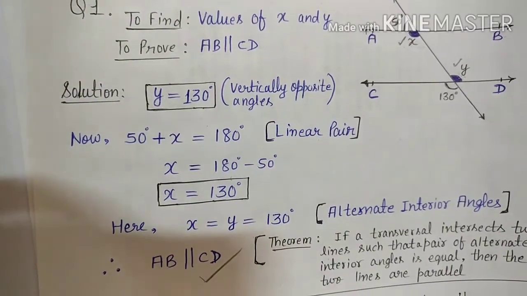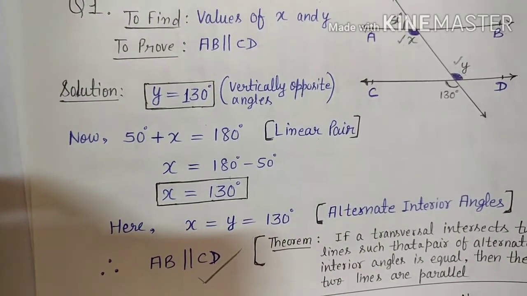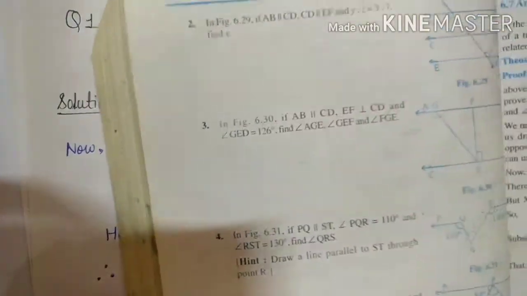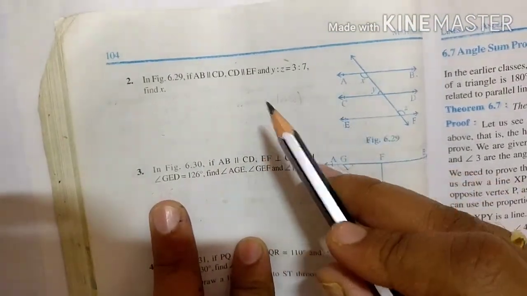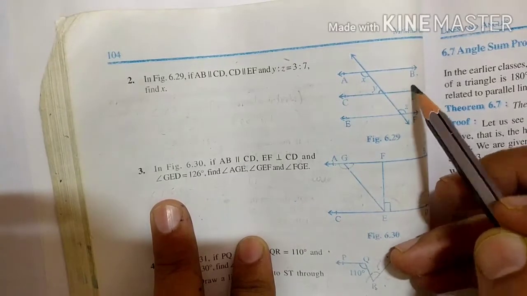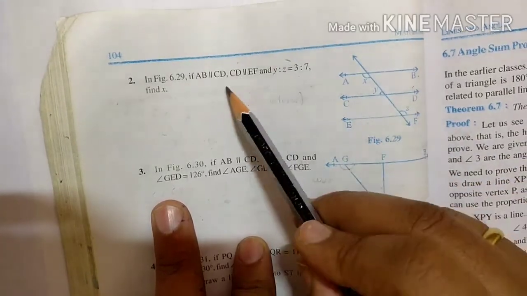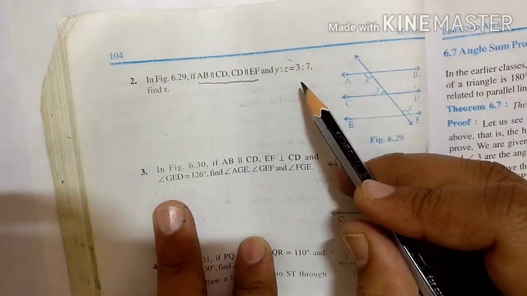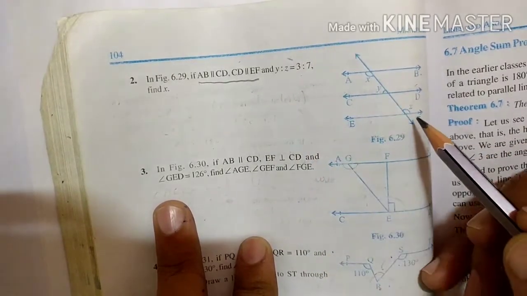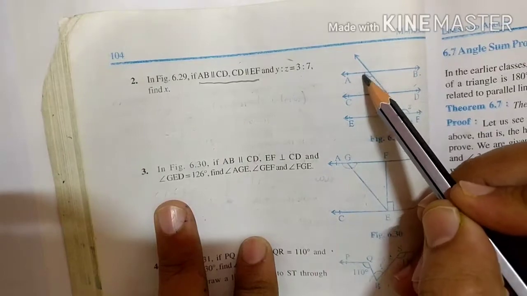Now move to question number 2. In question number 2, as you can see in the book, in figure 6.29, AB is parallel to CD and CD is parallel to EF. It is given here. And y is to z, they have given the ratio 3:7. Y this one and z this one. Find the value of this x.